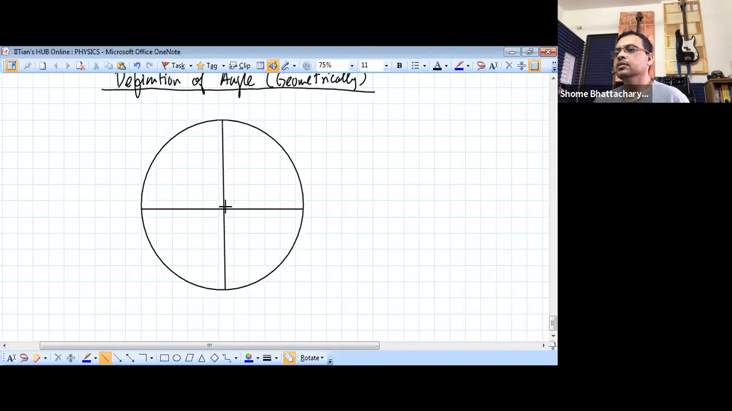So if I draw an arc like this, which subtends theta, this radius is r, and this arc length from here to here is s. Then the definition of the angle is that the angle is defined as the ratio of the arc length subtended divided by the radius.